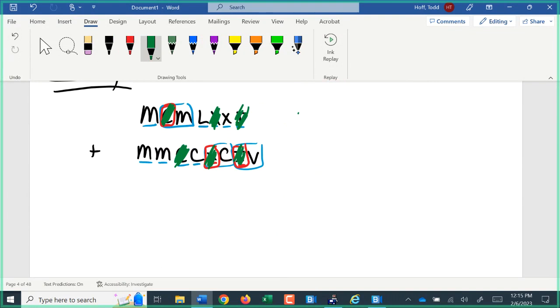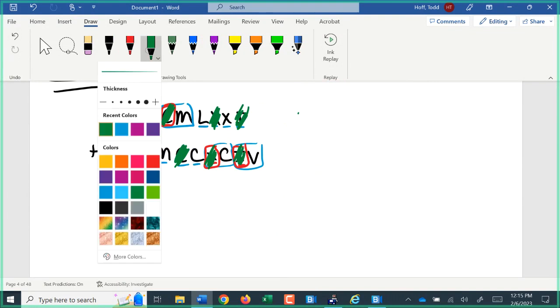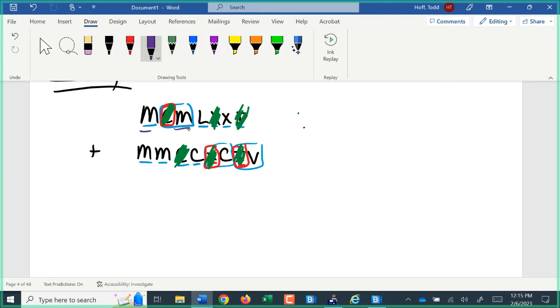Now we just go ahead and combine symbols. So I have 1, 2, 3, 4 M's. Now I realize that's improper Roman numerals at this point, but we'll come back and deal with that in a minute. So I've got the M, M, M, and M. I have two C's here, so C, C. Got those. I have L, I have X, and I have V. So I just list the remaining numerals from largest to smallest.